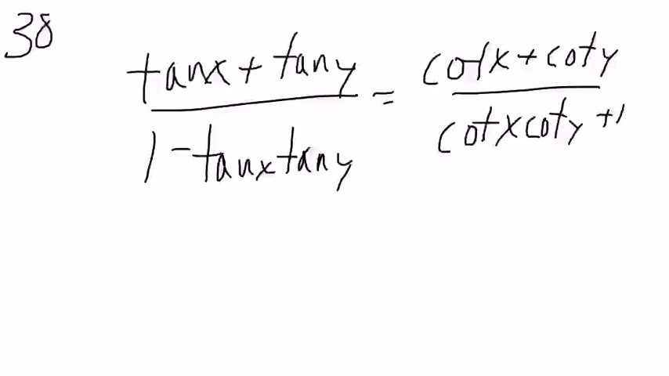Okay, class, this is number 38. This one looks much more difficult than I think it is. Well, the way I looked at this problem is what can I multiply one of these sides by to get the other side? Okay, and just going to look at the bottom here. What would I multiply a 1 by to get cotangent of x, cotangent of y?